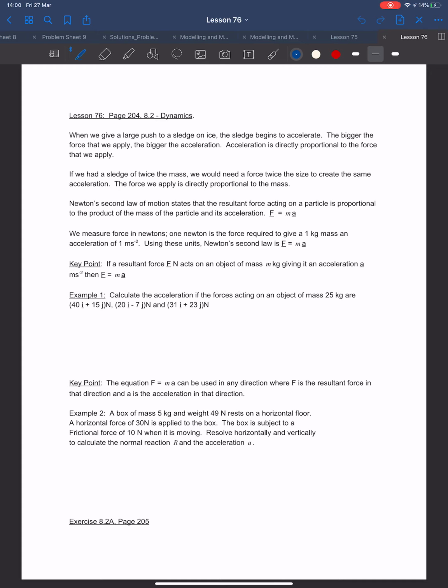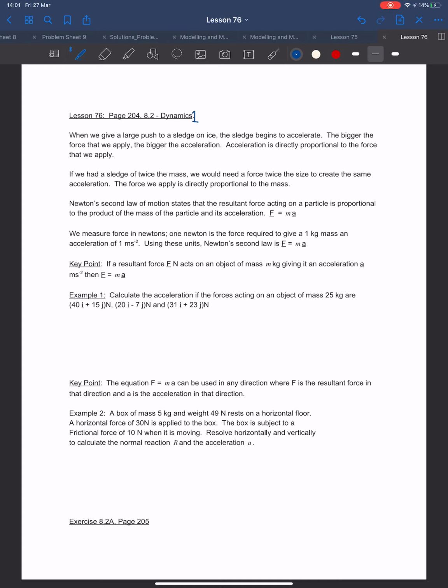So this one's called Dynamics 1, actually, is what it's called. I've just called it Dynamics there, but it's supposed to be Dynamics 1. It's based on work from page 204. Talk through, I'll do the examples, then upload it all for you to Canvas.